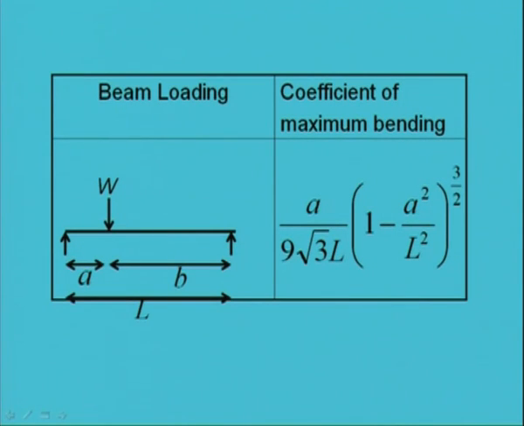Similarly, this can be generalized. If the beam is loaded at A distance from one side and B distance from the other side, where A plus B is equal to L, then we can find out the coefficient as A by 9 root 3 L into 1 minus A square by L square to the power 3 by 2. So, K will become A by 9 root 3 L into 1 minus A square by L square all to the power 3 by 2. Now, if A is equal to B, we can find out what K will be. Similarly, we can find out for every case.